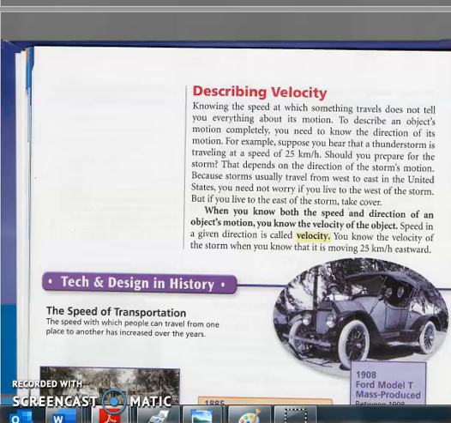For example, suppose you hear that a thunderstorm is traveling at a speed of 25 kilometers per hour. Should you prepare for the storm? That depends on the direction of the storm's motion. Because storms usually travel from west to east in the United States, you need to worry if you live to the west of the storm. But if you live to the east of the storm, take cover. When you know both the speed and direction of an object's motion, you know the velocity of the object.